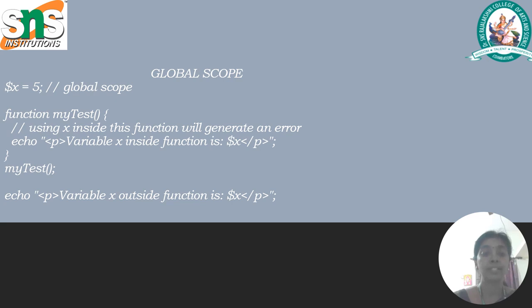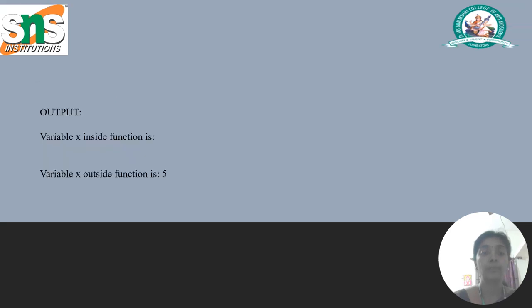We are closing that function. Then we are calling that function myTest. After that, we are printing, using the echo function, variable x outside the function. Here the output is: variable x inside function, it won't print anything. Variable x outside function, it will print 5.